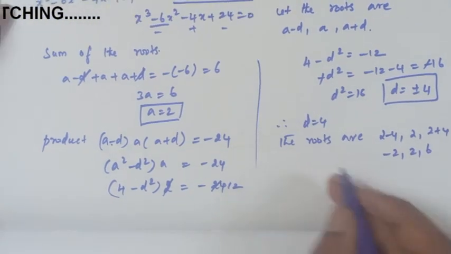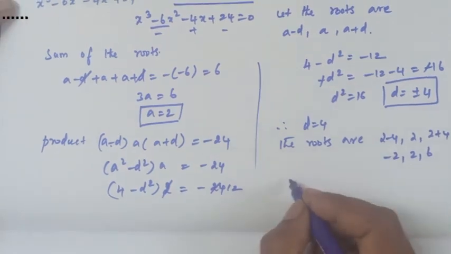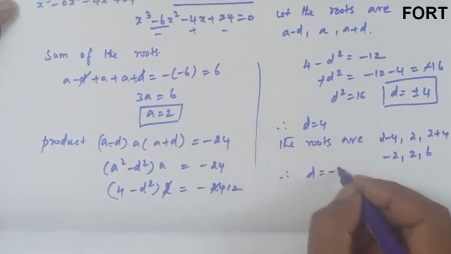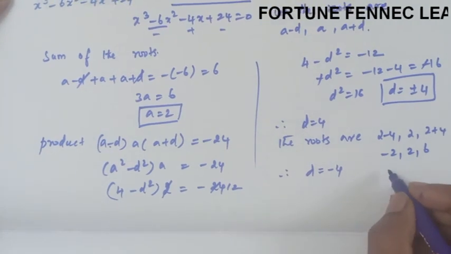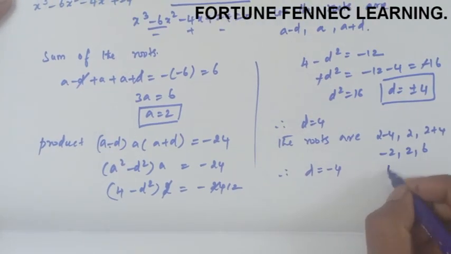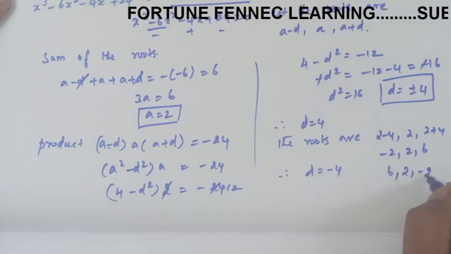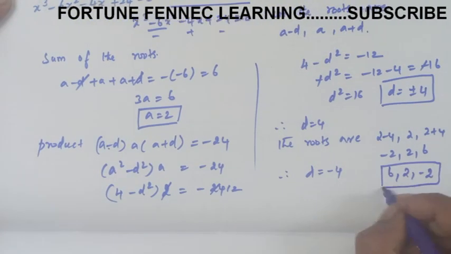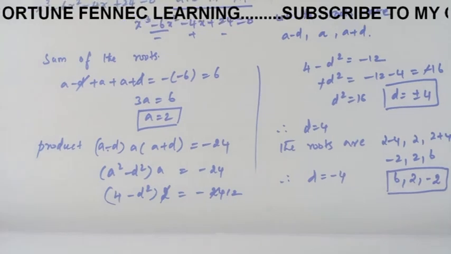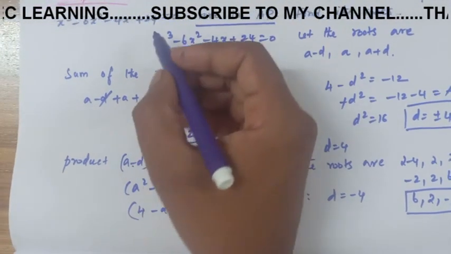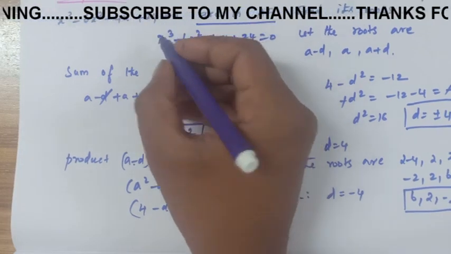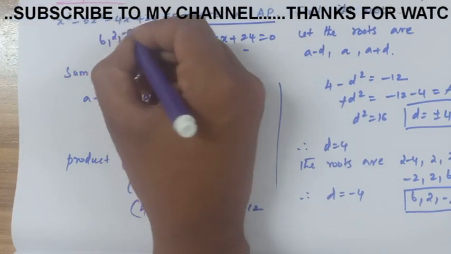If you take the value of d as minus 4, we will get the same roots in reverse order, that is 6, 2, minus 2. Therefore, the roots of the equation x cube minus 6x square minus 4x plus 24 are 6, 2, minus 2.